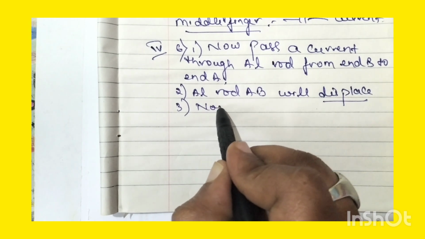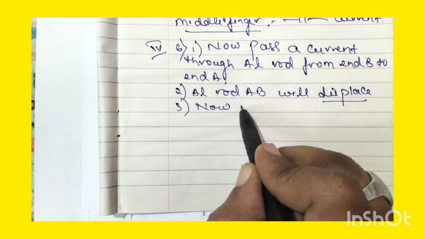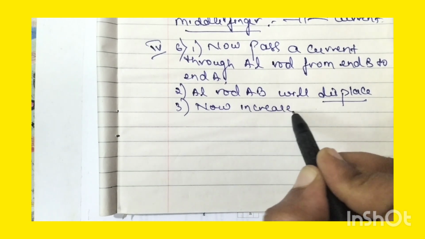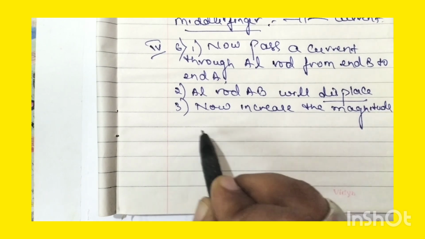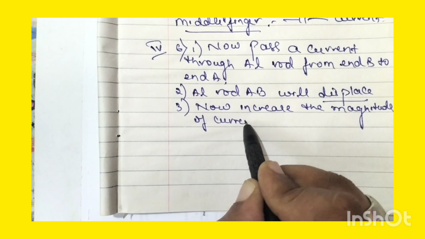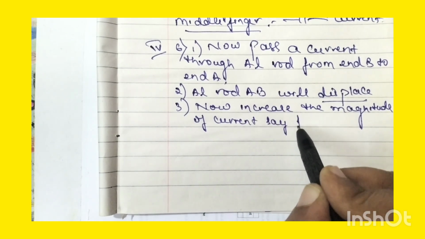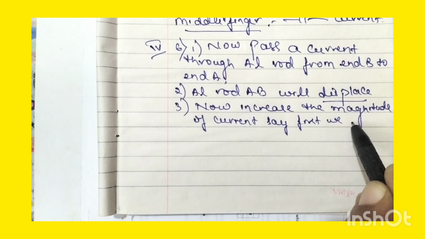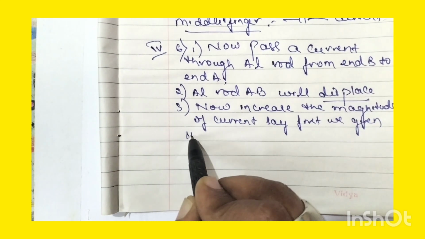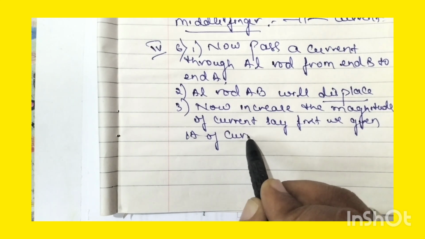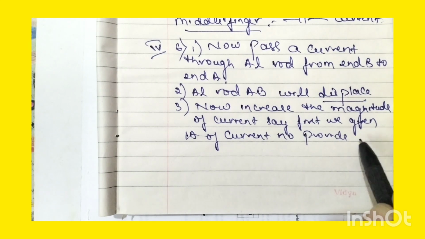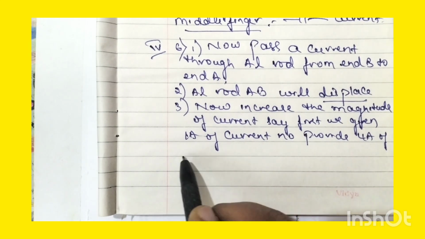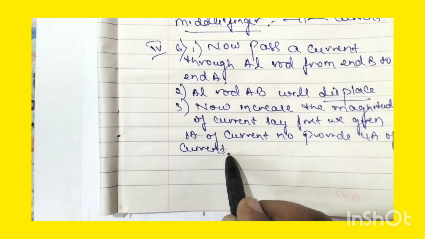So now increase the magnitude of current. Say first we give 1 ampere of current. Now provide 4 ampere of current. Now the magnitude of the current is increased.